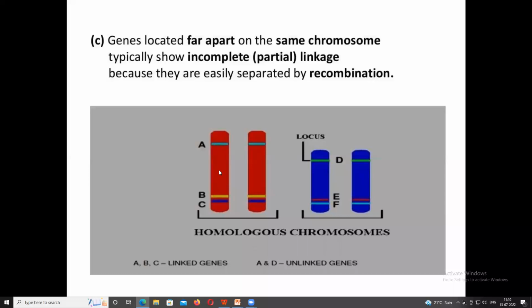Is this understood? Here there is a possibility of crossing over because there is a distance. Here there is no possibility of crossing over because there is no distance. Am I clear?